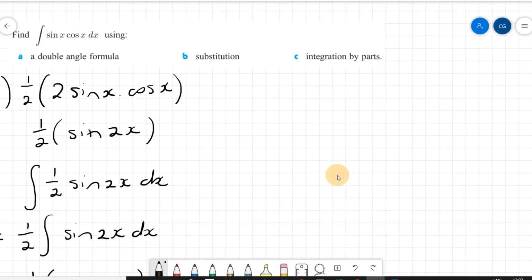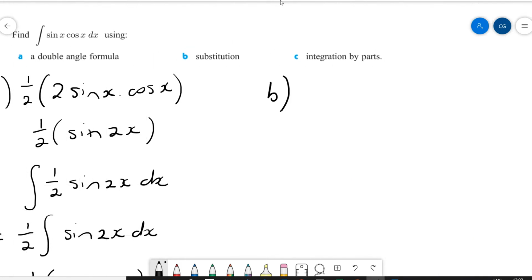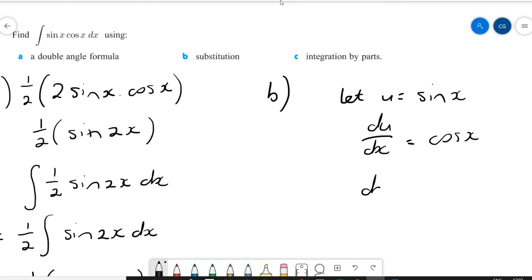Now, let's take a look at part B, or the method that they specify for part B. They ask us to solve this integral using substitution. So I'm going to say let u equals sine of x. They did not say what I should use for my substitution, but I will let u equals sine of x. So du dx is going to be equal to cosine of x. The derivative of sine x is cos x. And if I rearrange this, dx is equal to 1 over cosine x du.